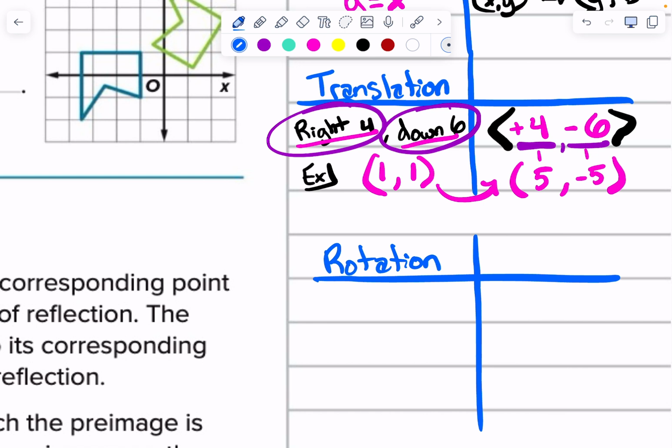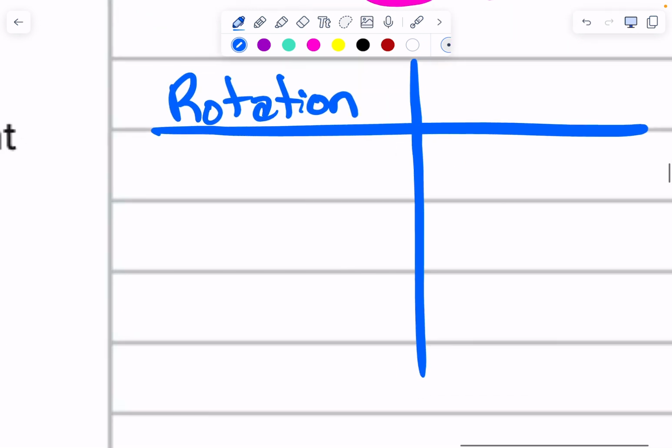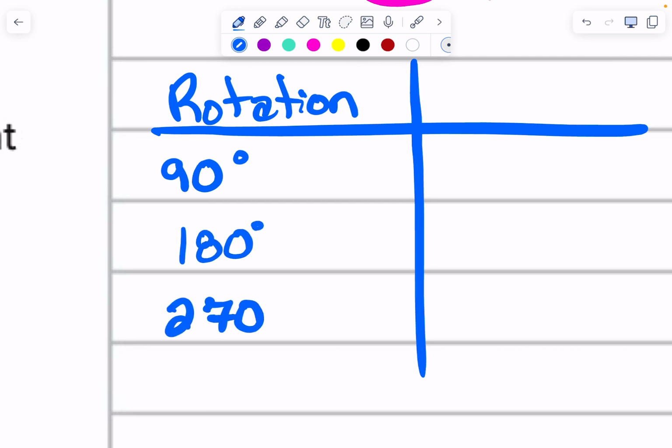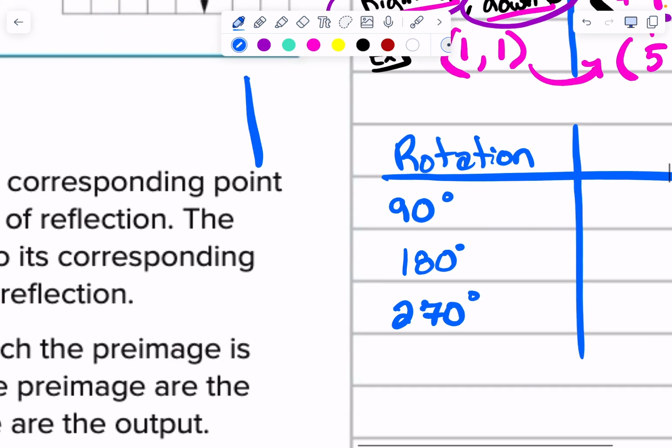Okay? There are 3 different types of rotations, and these are the ones that you really have to study. How you rotate. We can rotate something 90 degrees. We could rotate something 180 degrees, and we could rotate something 270 degrees. Now, real quick. If I rotate something up here in the first quadrant and I rotate him 90 degrees, what quadrant will he be in? Clockwise or counterclockwise? If it doesn't say, which way do I go?